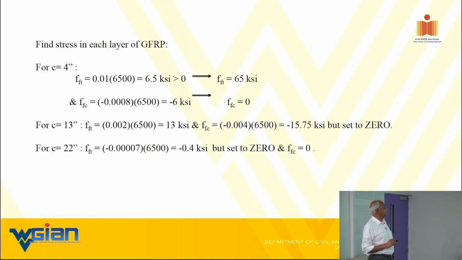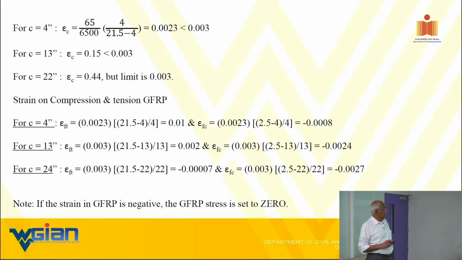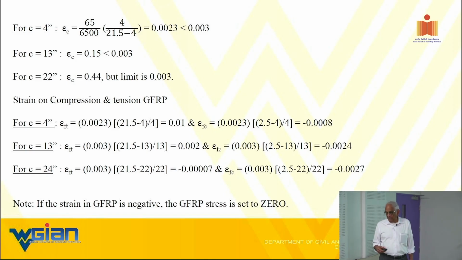Sir, what's the significance of the numbers? I'm going to come. Strain compatibility equation. Right. Okay. For C at 4. For different C values, I have different strain values. That's all it means. Now, next slide, I will show you how that translates to how much moment capacity that section will have corresponding to different C values.